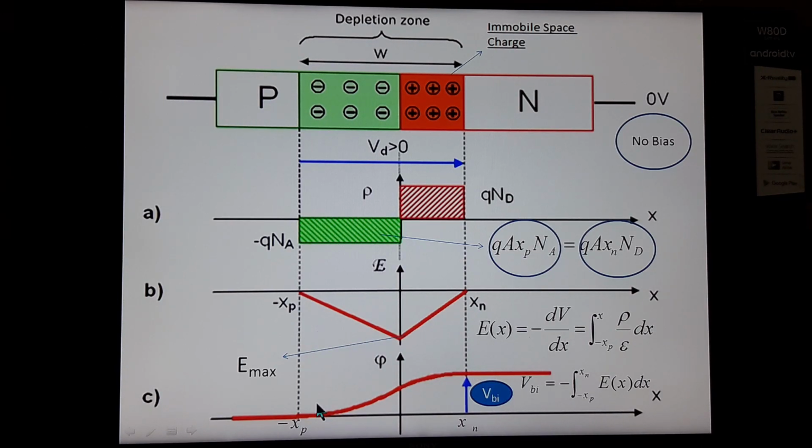And in graph C, we have shown the potential distribution. Here we consider the potential at the end of the P side depletion zone is approximately equal to 0, and hence the positive potential at this end of the N side depletion zone, which we have denoted by VBI, is equal to the built-in potential. The potential may be calculated from the electric field distribution graph by integrating the electric field inside the depletion zone.